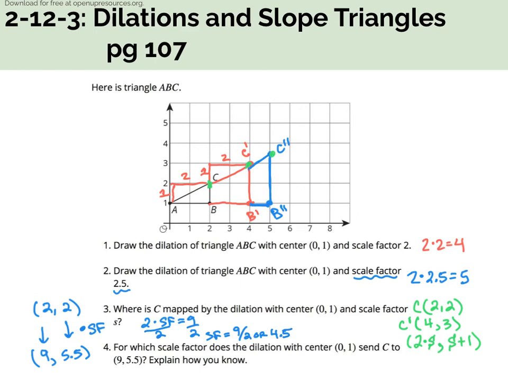And we also found the scale factor itself. But let's try it with the Y value. Remember that the Y value was the scale factor plus 1. So what is 4.5 plus 1? Well, that's 5.5. Did that also make the 5.5 here? Yeah. So our scale factor that makes (9, 5.5) work is 9 over 2, or 4.5.